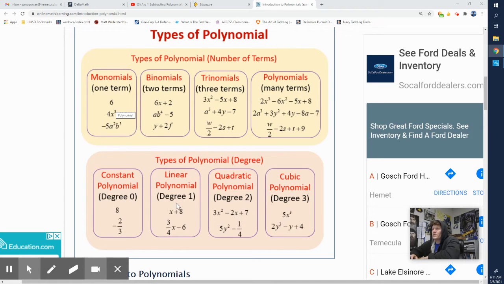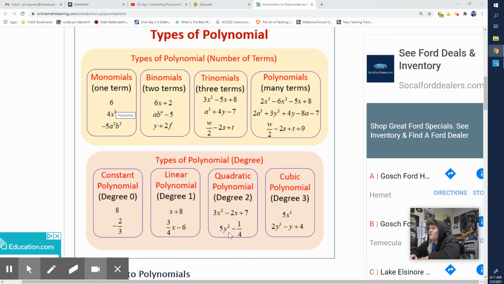Now, looking at degree, guys, it's a little bit trickier. Degree is the exponents. Just like how we were underlining for adding and subtracting, that's our degree. So if you don't have any exponents, meaning you don't have any variables, you have a degree 0, you're called a constant polynomial. If you have a variable with an invisible 1 exponent, then you are a linear polynomial.